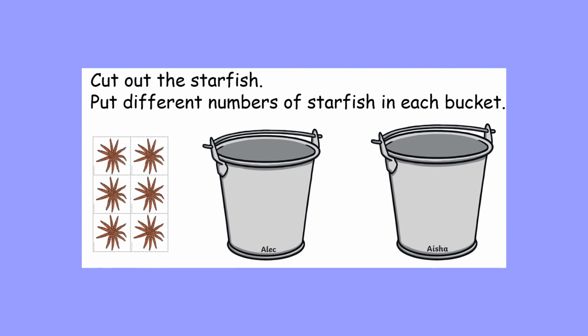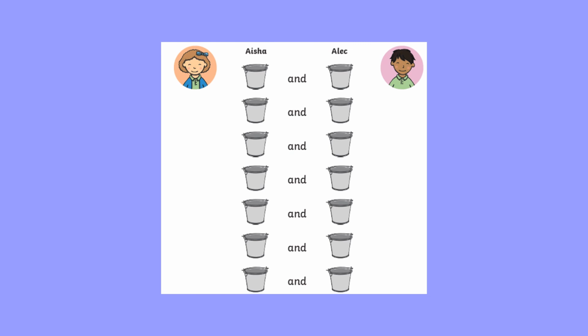When you have a go at your own activities, you are still carrying on with using buckets to share things, but you are instead looking at sharing out starfish. So you will be cutting out the starfish and then putting different numbers of starfish in each bucket. And then I would like you to record what you find out, writing the numbers down as you go on the recording sheet, which looks like this. Have fun and see you soon.